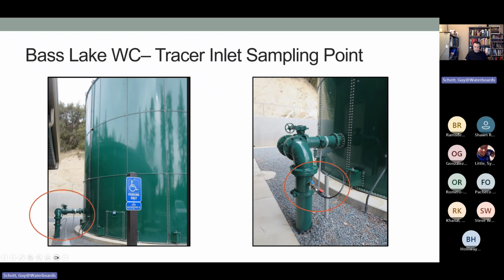So what I was told, this is where a sample line for the chlorine is, I believe. And so the operators will need to retrofit this with a sample tap so we can take samples, or inlet samples, here. Is that right, Sean?